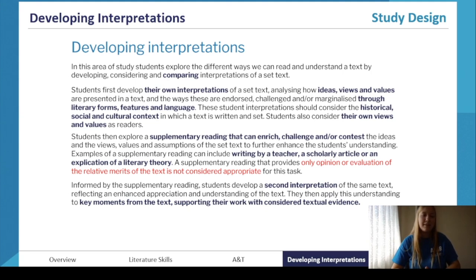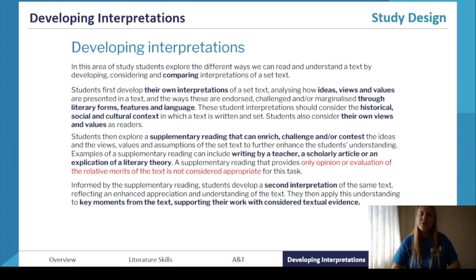Another comparative aspect. You will first develop your own interpretations, analyzing how ideas, views, and values are presented, and the ways these are endorsed, challenged, and or marginalized through literary forms, features, and language. Nothing different so far. We develop our own interpretation. These student interpretations should consider the historical, social, and cultural context in which a text is written and set, very important to include our context, and consider their own views and values as readers.